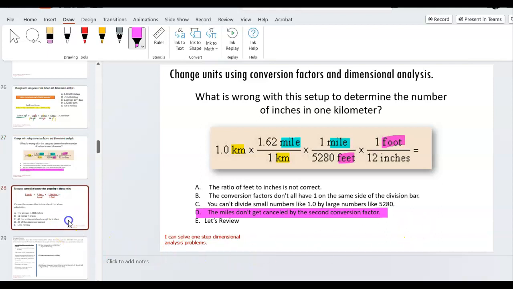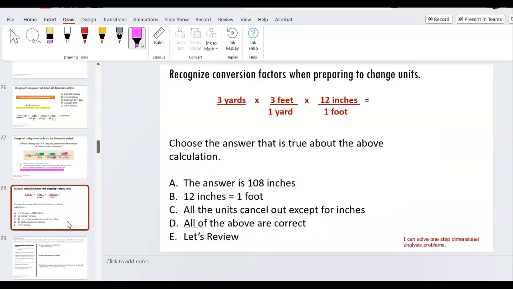Alrighty, one more quick polling question. Here's this one. So choose the answer that is true about the above calculation. Could pause the recording here.